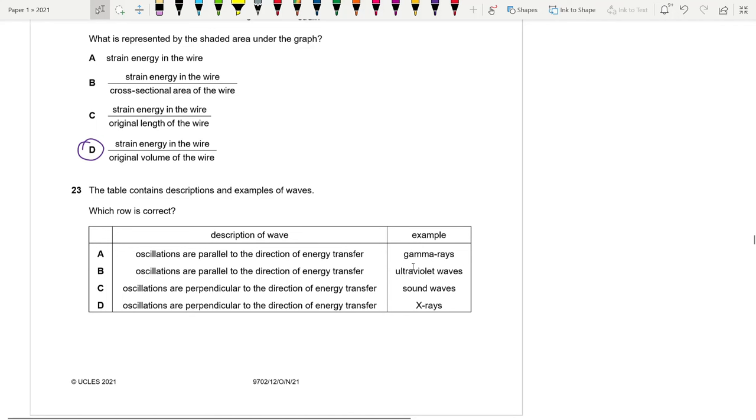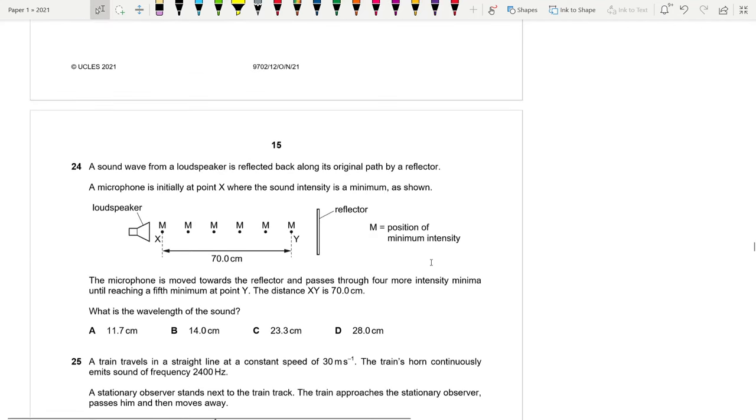The table contains descriptions and examples of waves. Which row is correct? Oscillations are parallel to the direction of energy transfer. This is a longitudinal wave. Gamma is transverse. Ultraviolet is also transverse. Oscillations are perpendicular. Sound is longitudinal. X-ray is transverse. And this is perfect. Okay, 23 is also D. Moving on to 24.